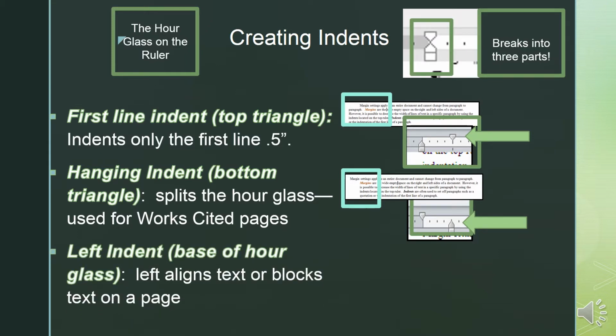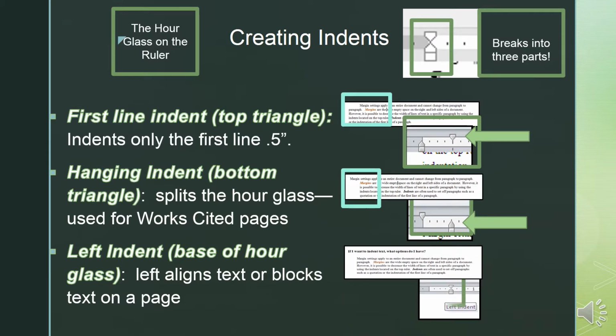The last part of the hourglass is the left indent, which is the base of the hourglass or the square. This will left align text on the margin, or what we call blocking the text. If you look at the example, you're going to see that I moved the left indent to 0.5.